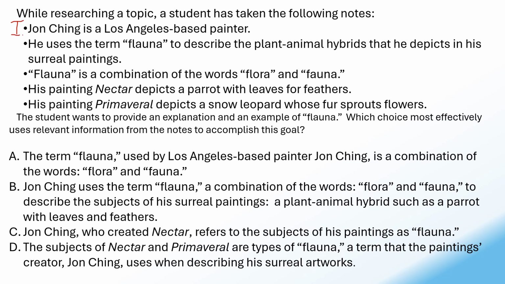If you were writing a paper and you did a rough draft, this would be Roman numeral 1, this would be Roman numeral 2. So John Chang is a Los Angeles-based painter. He uses the term fauna to describe the plant animal hybrids that he depicts in his surreal paintings. So each one of these would get a subtopic or details to support it. So if he's a Los Angeles painter, you'd get into his background, what he likes to do, but this passage has done this for you.